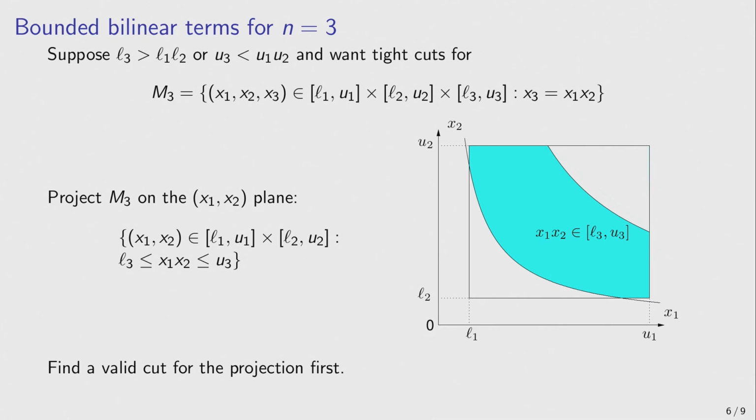So x1 and x2 are between their own bounds, but now there's an extra constraint, which is that the product is between L3 and U3. And that means that it's the blue area we're considering. How do you find a valid cut for this set? Well, this part is convex. Actually, you can easily prove that. It's an exercise in the next slide for you to prove it.